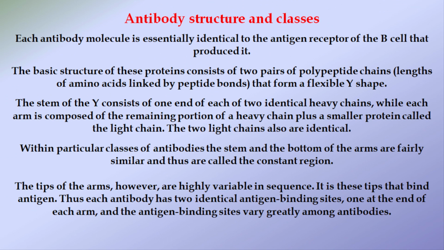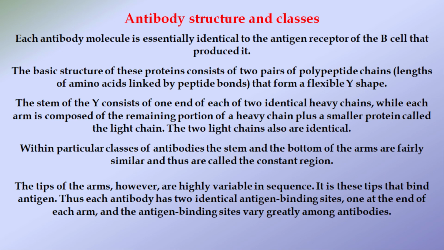Antibody structure and classes. Each antibody molecule is essentially identical to the antigen receptor of the B cell that produced it. The basic structure of these proteins consists of 2 pairs of polypeptide chains, lengths of amino acids linked by peptide bonds, that form a flexible Y shape. The stem of the Y consists of one end of each of 2 identical heavy chains, while each arm is composed of the remaining portion of a heavy chain plus a smaller protein called the light chain. The two light chains also are identical.